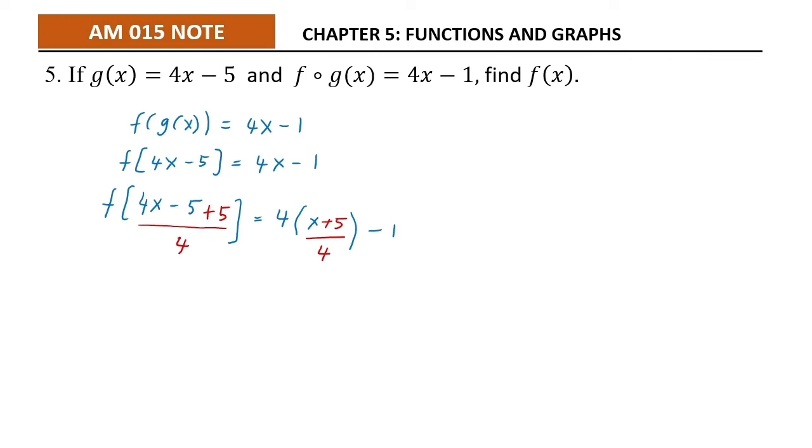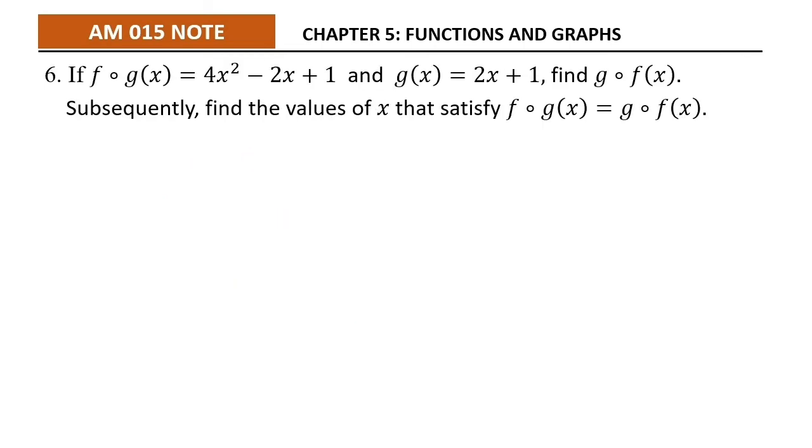And simplify. Plus 5 minus 5 will be 0. 4 divided by 4 is 1. So we have fx. And then here simplify. 4 divided by 4 cancels out. x plus 5 minus 1 is plus 4. So fx equals x plus 4.